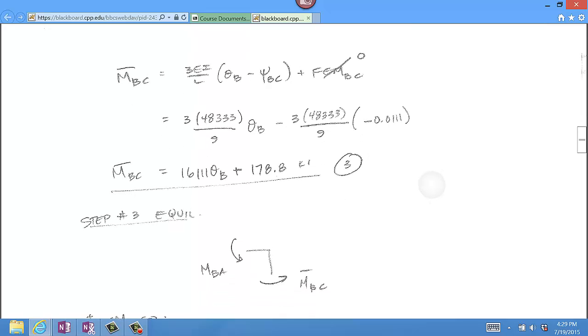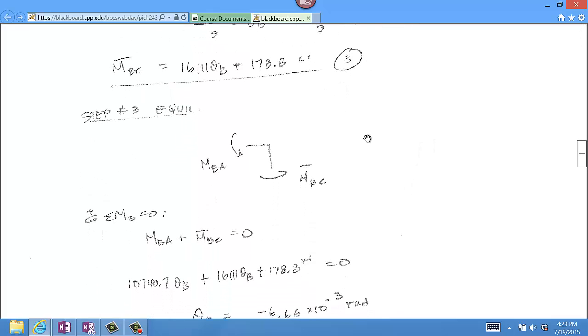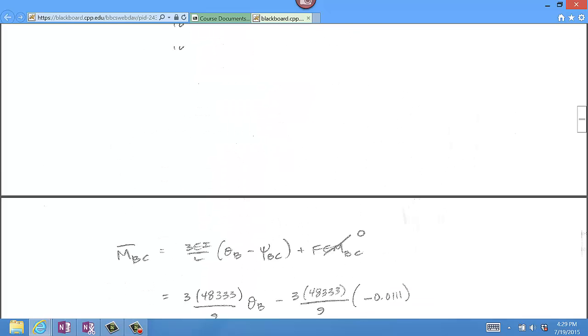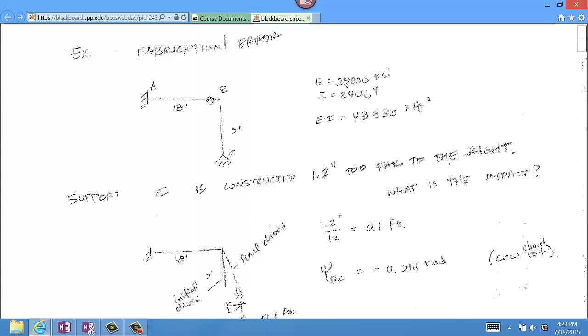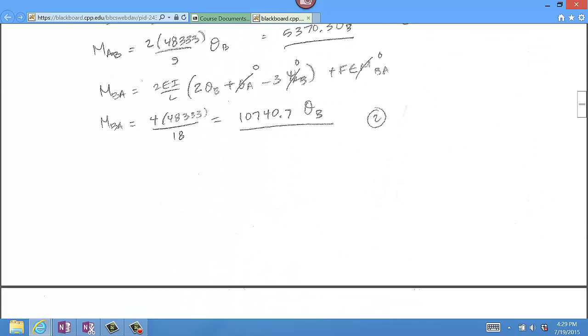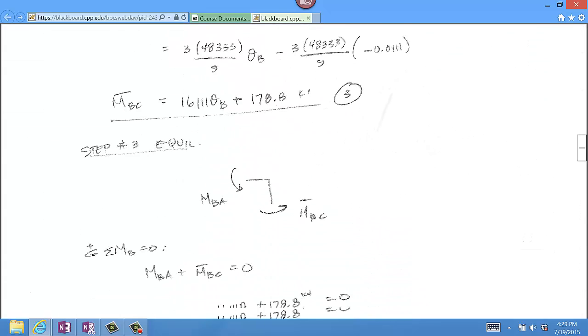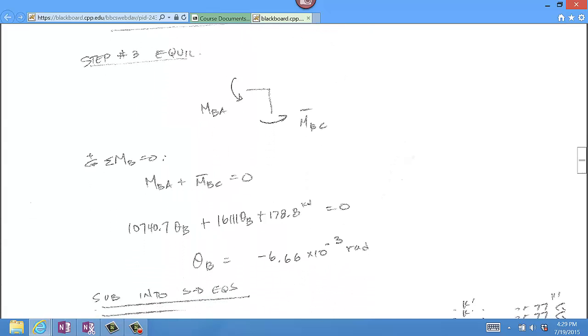Because the unknown is theta B, we look at joint B. So joint B has MBA and M bar BC in it. In other words, you look at the problem, you have two moments, MBA and M bar BC at joint B. So they would appear clockwise on the member ends or counterclockwise on the joint, as shown here. Take the sum of the moments, you get the star equation.